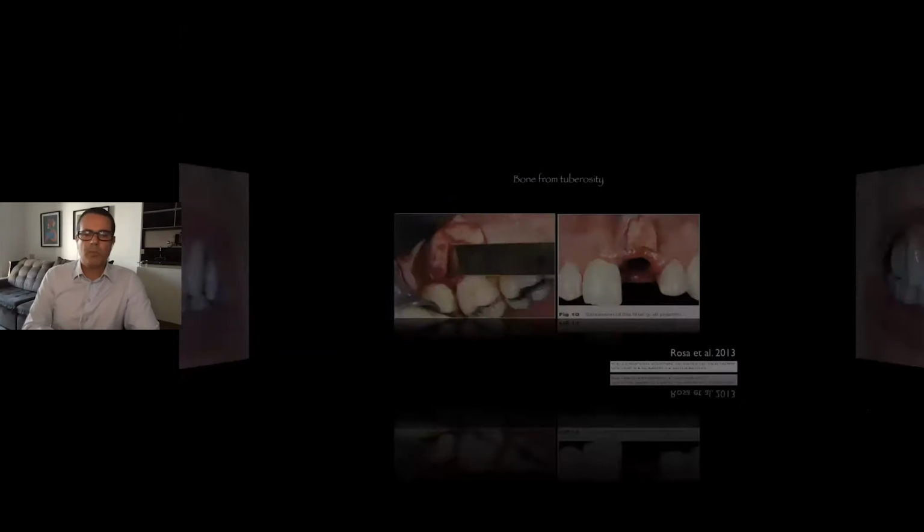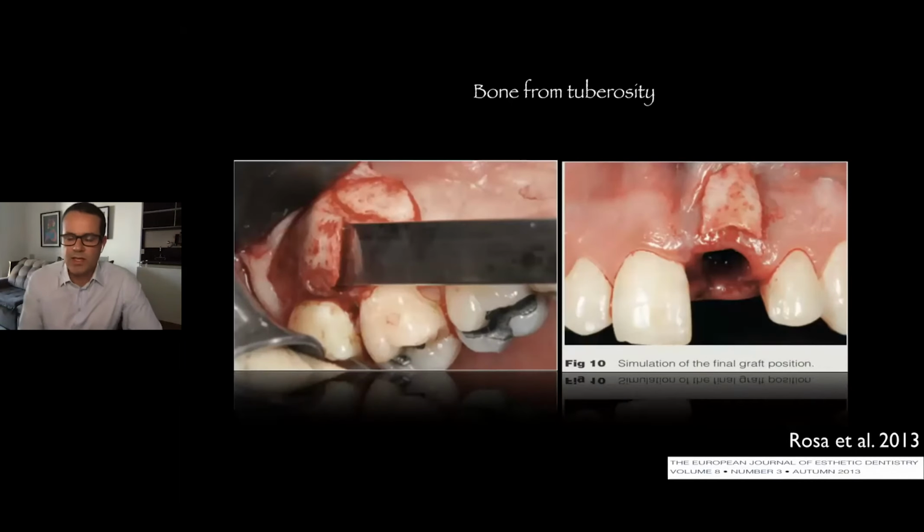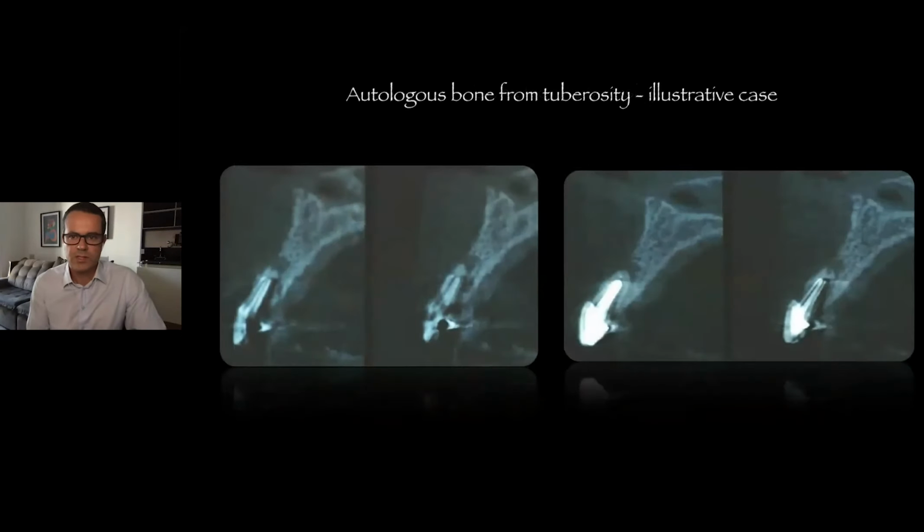And in the other group, we conducted the technique described by Rosa in 2013, where a small block of bone from the tuberosity is removed and is inserted in the buccal defect. This is another case of our study, similar to that one, with almost complete absence of the buccal bone wall.